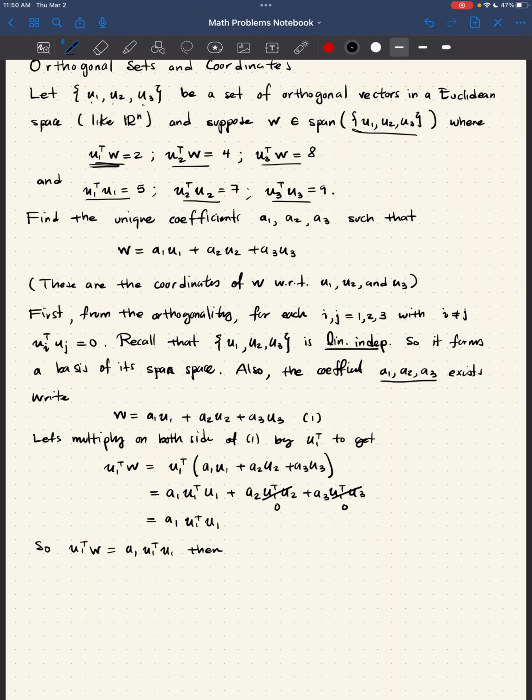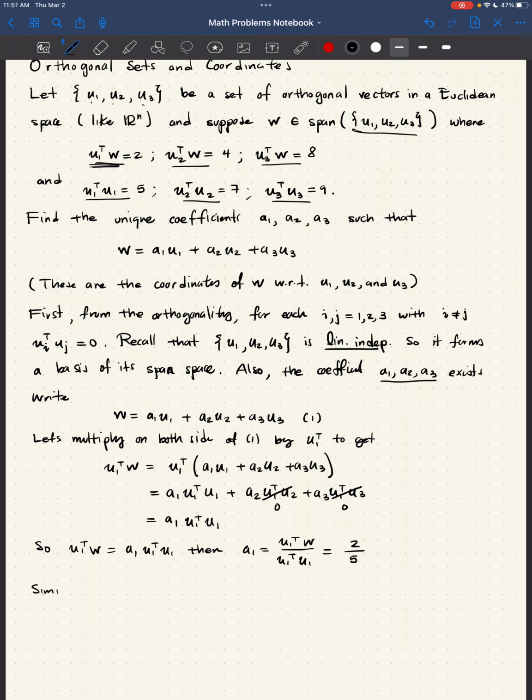Then a1 is equal to u1 transpose w over u1 transpose u1. Why are we allowed to do this manipulation? Because now we're just dealing with numbers. These are just 1 by 1 matrices, if you want to see it that way. And this results in 2 over 5.